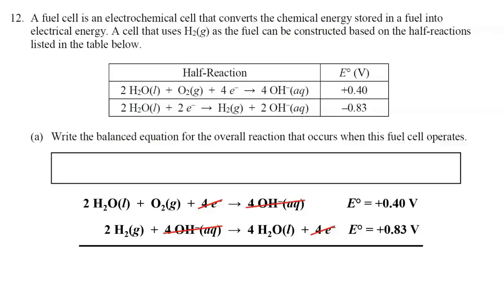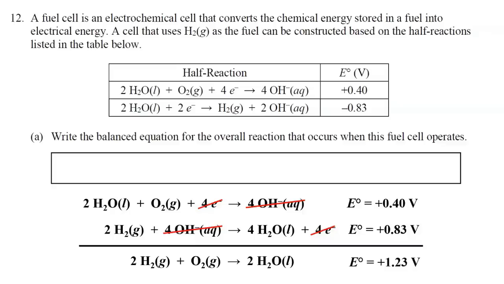And there's 2 moles of liquid water on the left, and there's 4 moles of liquid water on the right. So therefore, the net difference between the water on the left and the water on the right would be 2 moles of liquid water on the right. I have 2 moles of hydrogen gas reacting with 1 mole of oxygen gas to produce 2 moles of liquid water. So that is the balanced equation for the overall reaction that occurs when this fuel cell operates.